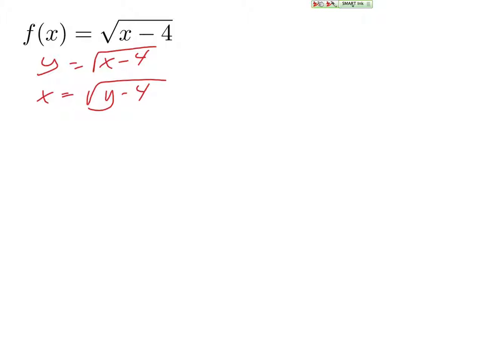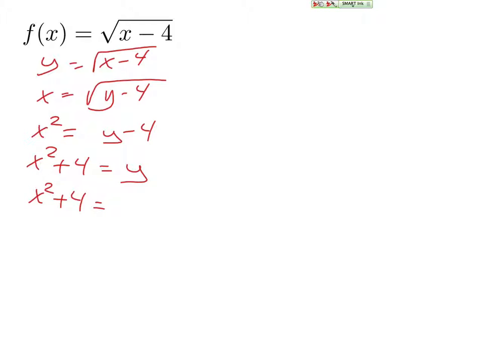Matthew, what's the next goal? You want to get that y over by itself. I want to get y by itself, so what do you recommend we do to get started? Square both sides. And then all I have to do is add 4 over.